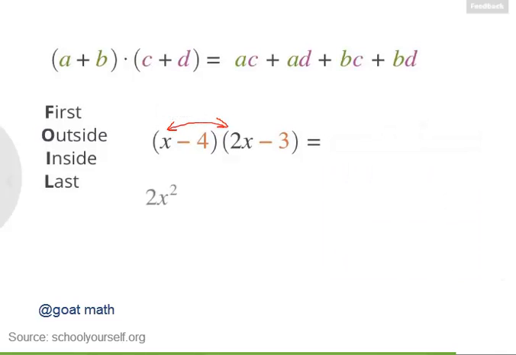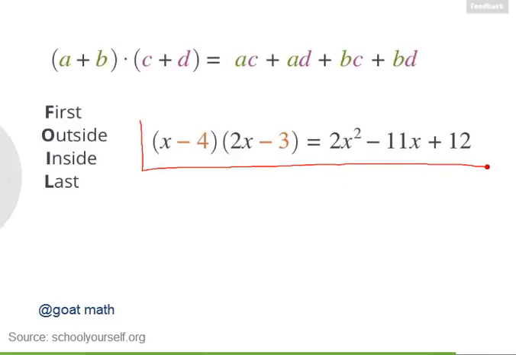Excellent! The first terms give you 2x squared, the outside terms give you negative 3x, the inside terms give you negative 8x, and the last terms give you positive 12, since you're multiplying these two negatives together. And you had two like terms. Subtracting 3x and then 8x is the same as subtracting 11x. So that's the answer. X minus 4 times 2x minus 3 equals 2x squared minus 11x plus 12.